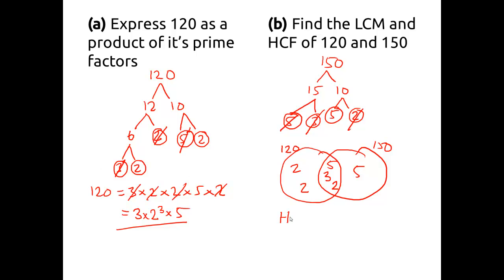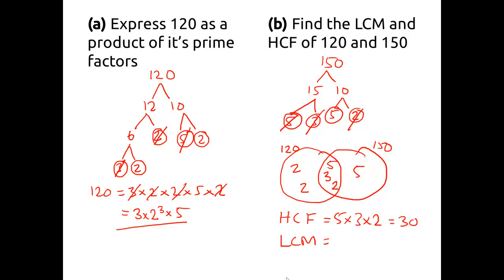Now, the highest common factor using the Venn diagram method is what's inside the middle here multiplied together. So that's 5 times 3 times 2, which is 30. And the lowest common multiple is all of these numbers multiplied together.